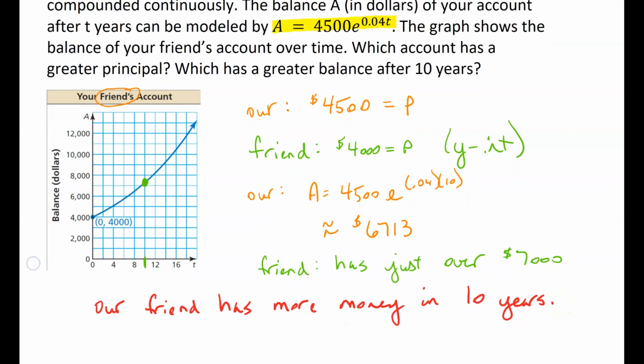Okay, so if we started out with more money and our friend ended up with more money in 10 years, what does that mean? Their rate is higher. Yes, so our friend had a better interest rate.